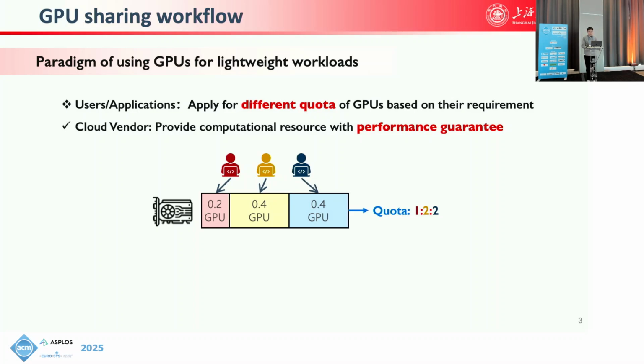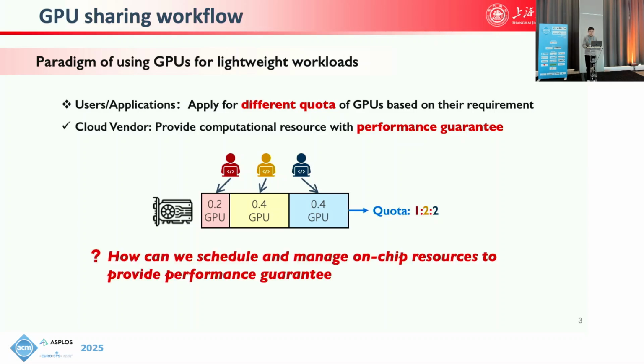Now let's dive into the workflow of how multiple users share a GPU. When users or applications need to access the GPU, they first request specific quotas based on their computational requirements. The cloud vendor or GPU provider then allocates the necessary computational resources to these users with a performance guarantee. The key challenge here is how to achieve this effectively: how to schedule and manage on-chip resources to deliver the promised performance guarantee.